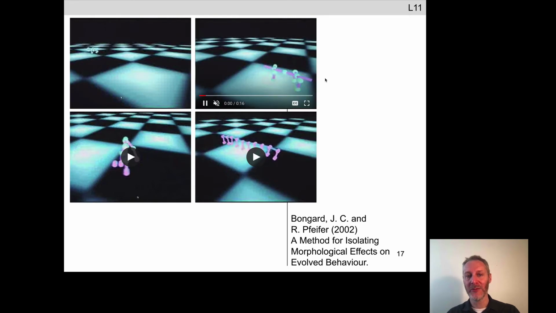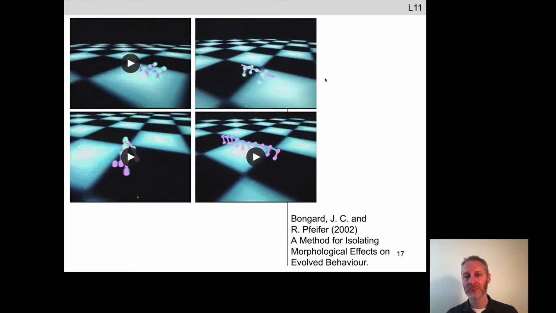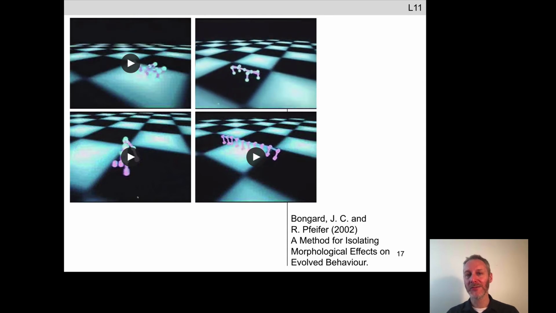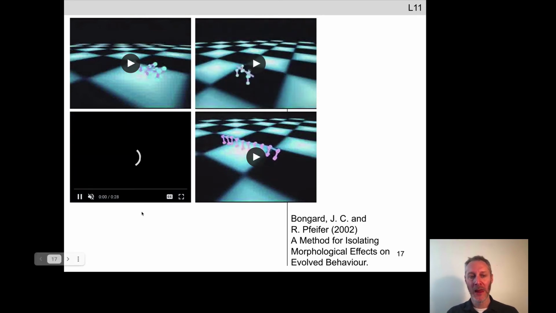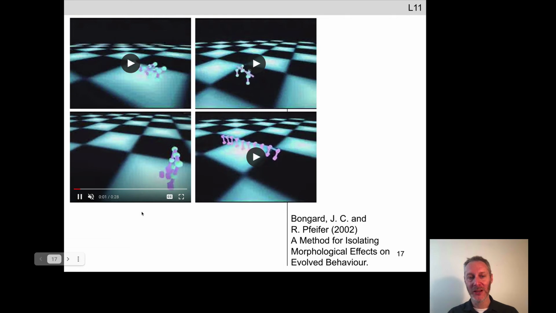Here's the best evolved neural network for the quadruped. So this is a relatively rare gait in quadrupeds where the left legs move in sync and they move in antiphase with the right legs, but it does exist in certain mammalian species. Here's a human using crutches. Kind of.